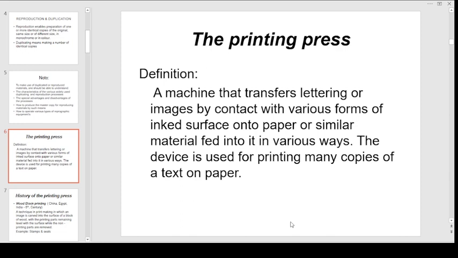Our next subtopic is the printing press. The printing press is a machine that transfers lettering or images by contact with the various forms of ink surface onto paper or similar material fed into it in various ways. The device is used for printing many copies of a text on paper.